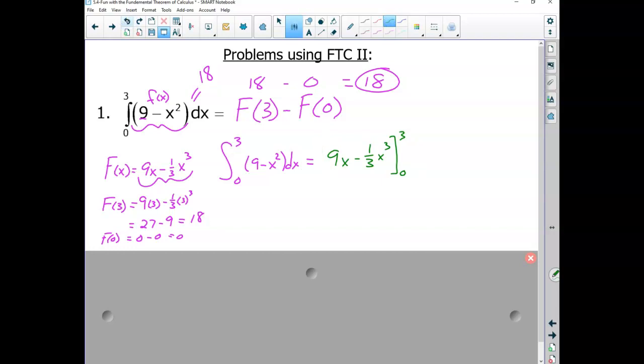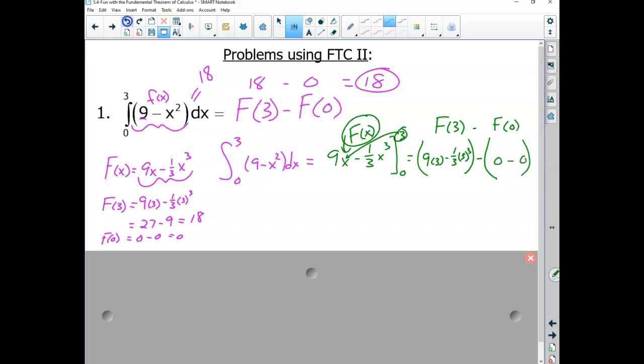And then what we're going to do is evaluate our big F, because this is our big F of x right there. This is our antiderivative. And we're going to plug 3 in there. So we're going to get 9 times 3 minus 1/3 times 3 to the 3rd. And then we're going to subtract big F of 0. So this is big F of 3 minus big F of 0. And that's going to be 0 minus 0. And we get 18 minus 0. We get 18. So this is just the proper notation of it right there.